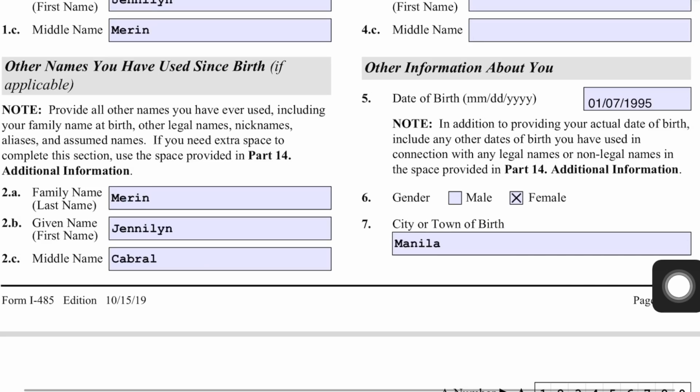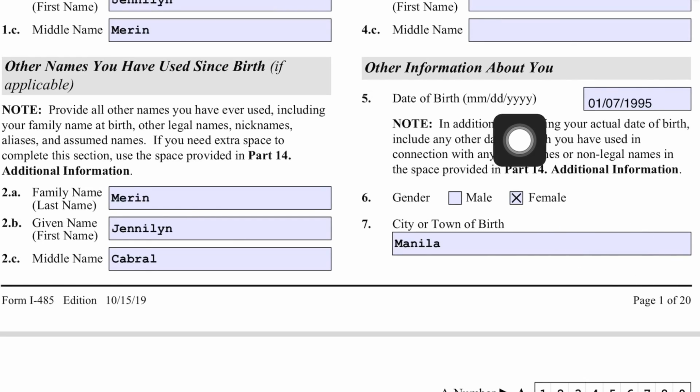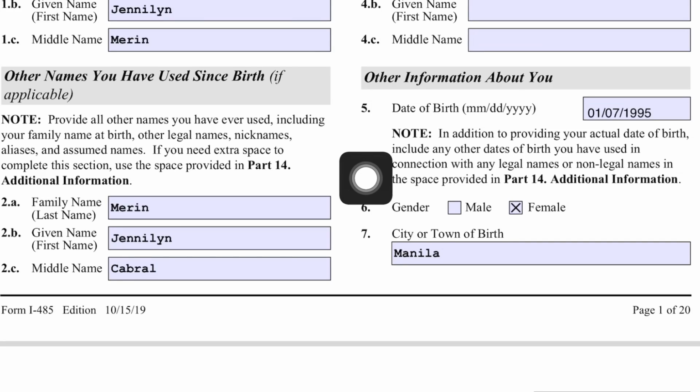So the next one is other information about you, date of birth. So put your date of birth right there. Mine is January 7, 1995. In addition to providing your actual date of birth, include any other dates of birth you have used in connection with any legal names or non-legal names in the space provided in Part 14, additional information. So if, for example, your birth certificate has a different birth date, you can put it in Part 14. There's a space provided for you to put your other birth date.